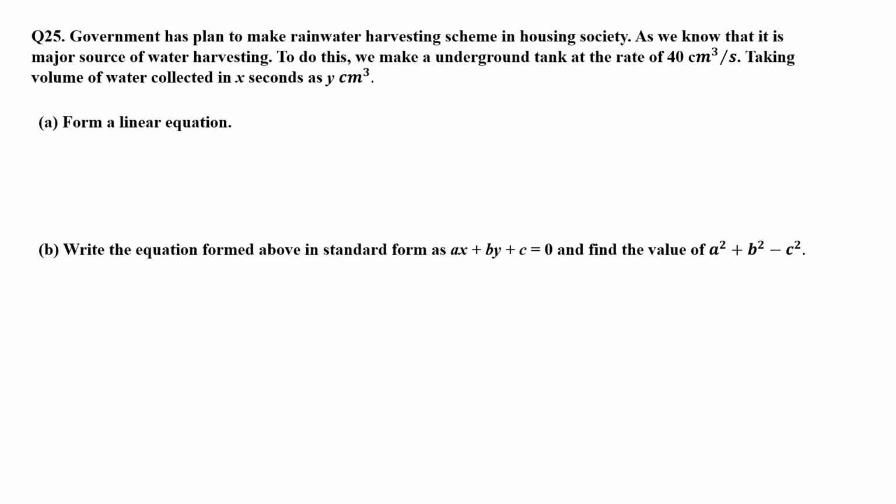The government has planned to make a rainwater harvesting scheme in a housing society, as we know that it is a major source of water harvesting. To do this, we make an underground tank filled at the rate of 40 centimeter cube per second. This is the speed given. So in 1 second, 40 centimeter cube of the tank is getting filled. Taking the volume of water collected in x seconds as y centimeter cube, form a linear equation.